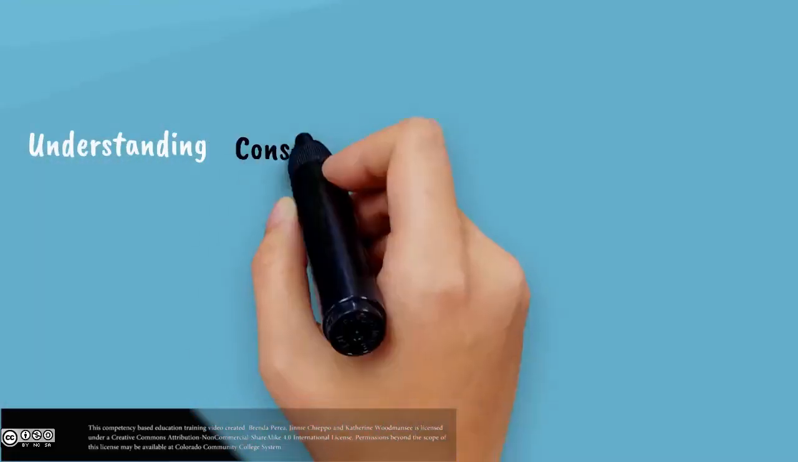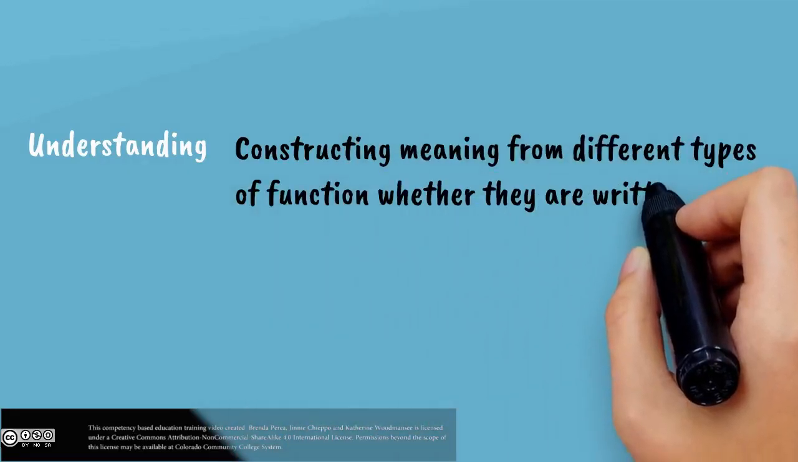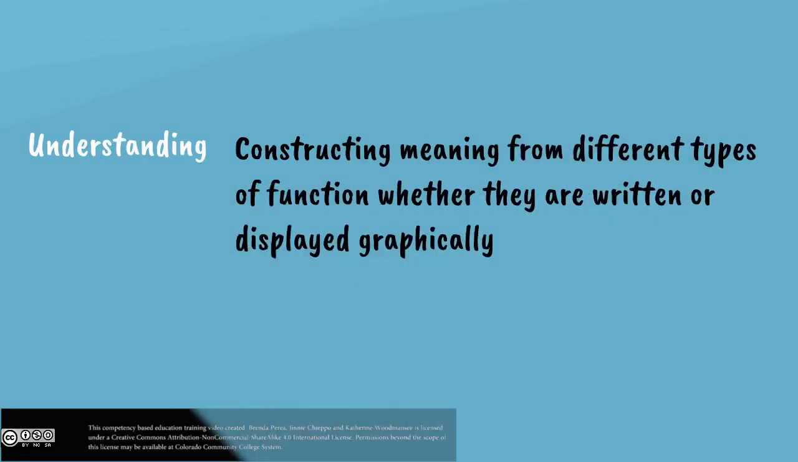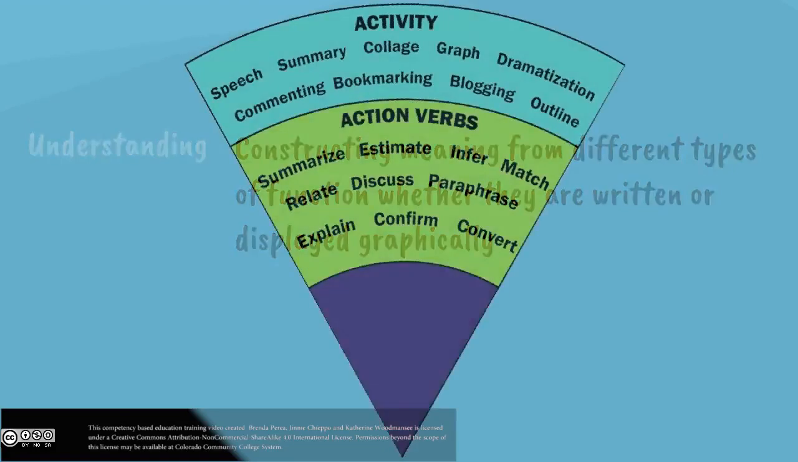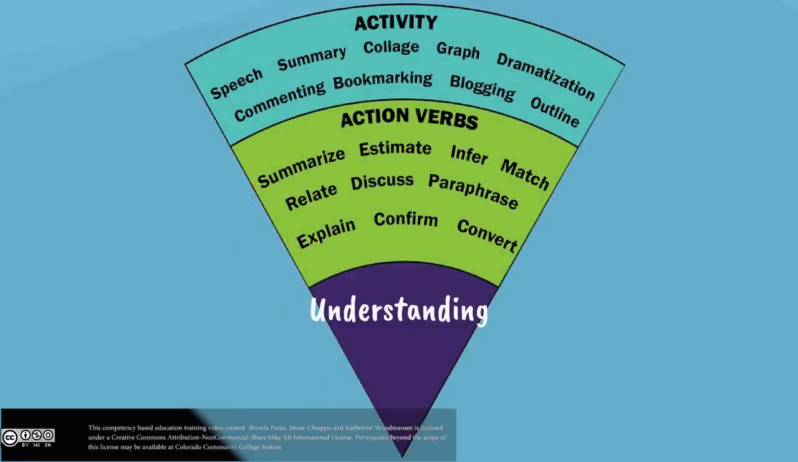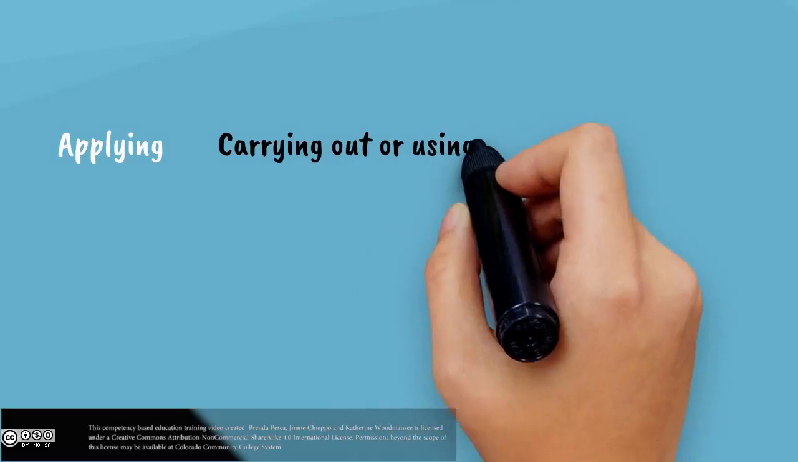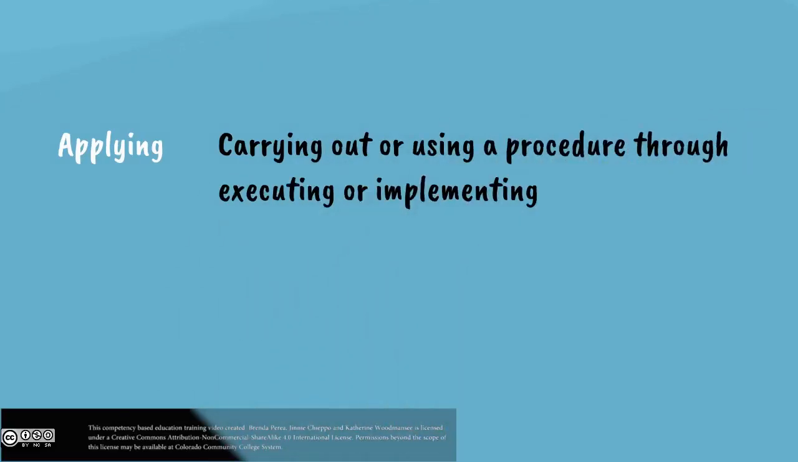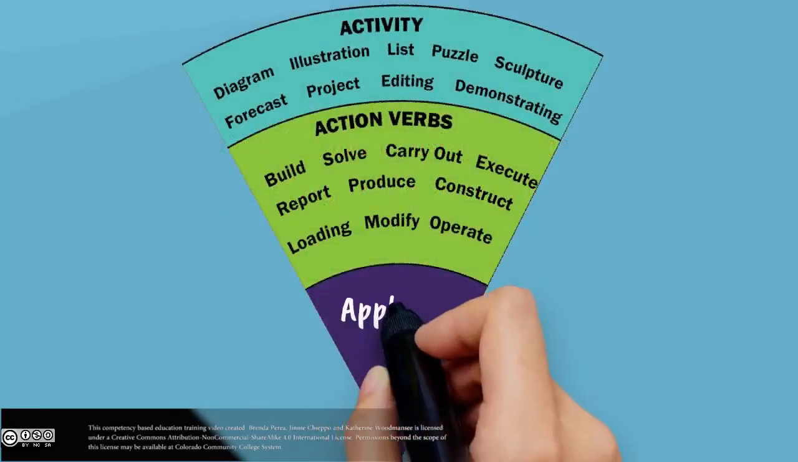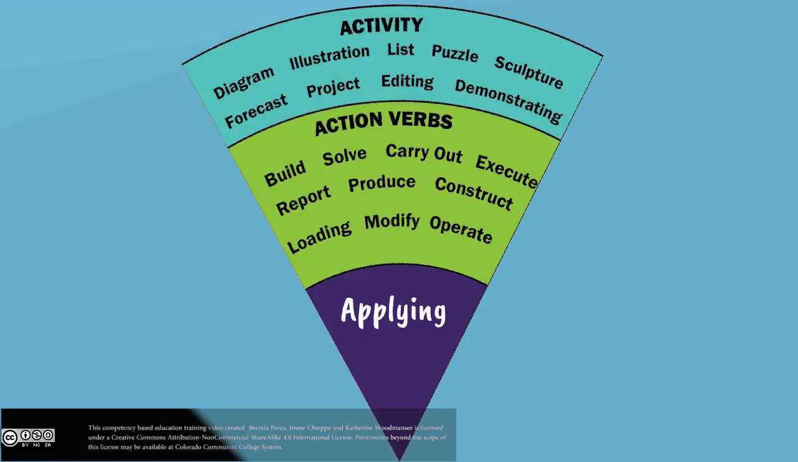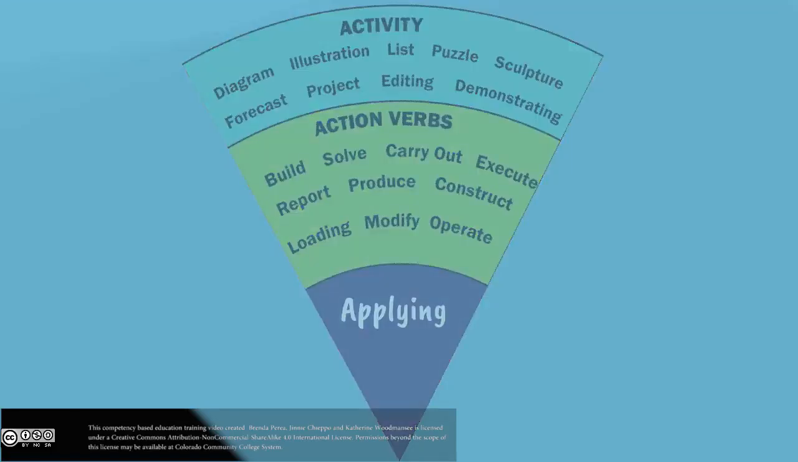So the next level is understanding. It is defined as constructing meaning from different types of function, whether they are written or displayed graphically. Some of the key verbs include summarizing, inferring, paraphrasing, and classifying. The next level is applying. It is carrying out or using a procedure through executing or implementing. Some of the key verbs associated with applying include carrying out, executing, loading, and operating.